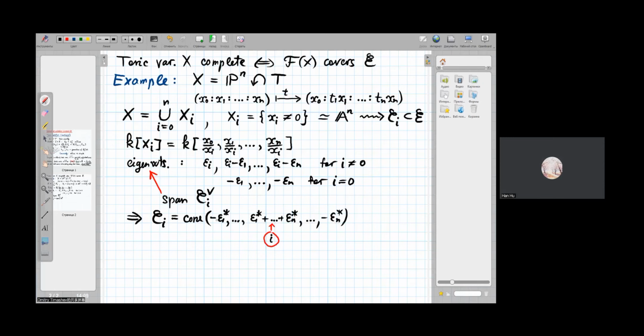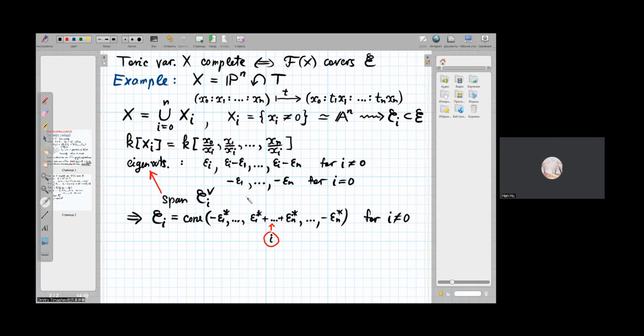So the cone spanned by these generators is the dual one to the cone spanned by these vectors. Because actually these vectors, rewritten in a proper ordering, form the dual basis to these vectors. So they span the dual cone. This is for I non-zero.